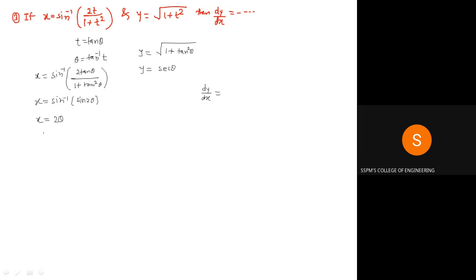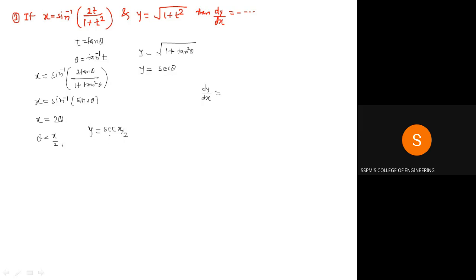How is it? What is the value of theta? x by 2. The value of theta is x by 2, so if you substitute this value here, how will y be? y will be in terms of x, so sec of x by 2. And once you are getting y in terms of x, we can find dy by dx. So this is a function of x, and you have to find its derivative.